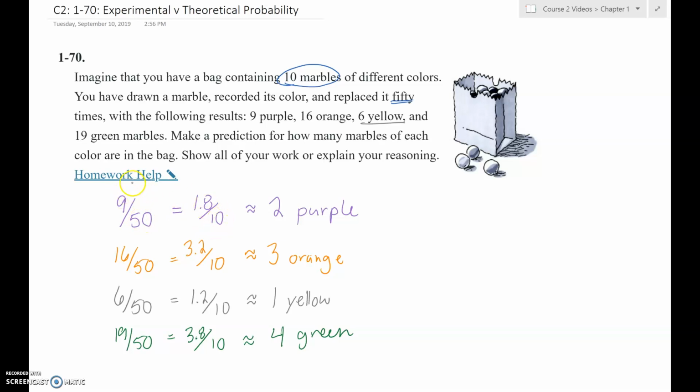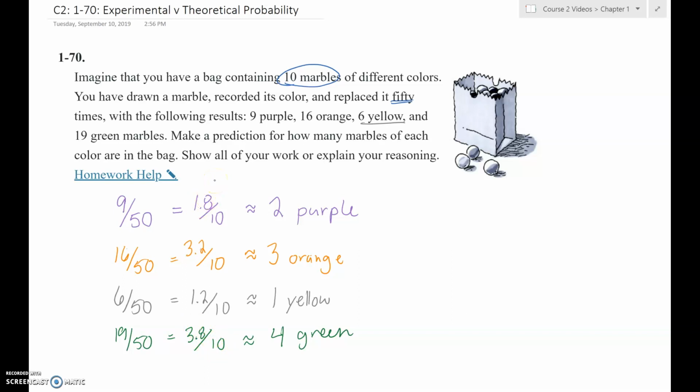So if we basically took all of the numbers that we got and divided it by 5, we would get how many purples we would get out of 10 instead of out of 50. So we just divided both numerator and denominator by 5. And I got that 1 8/10 purple marbles and 3 2/10 oranges and 1 2/10 were yellow and 3 8/10 would be green. No, but there's not 8/10 of a marble.